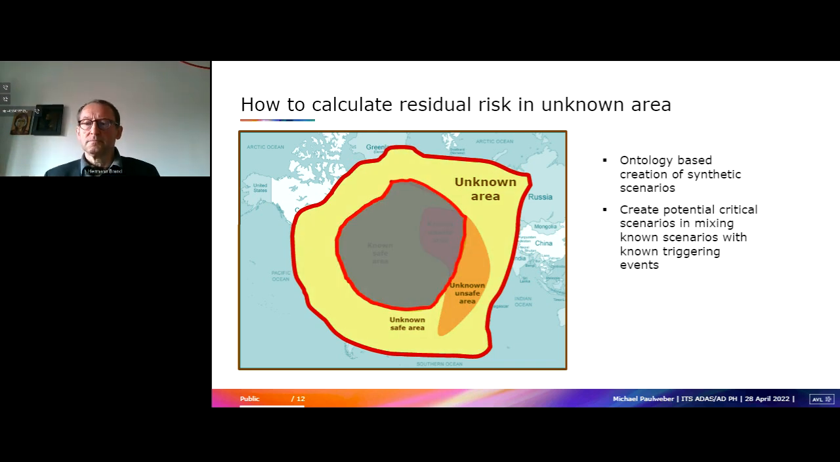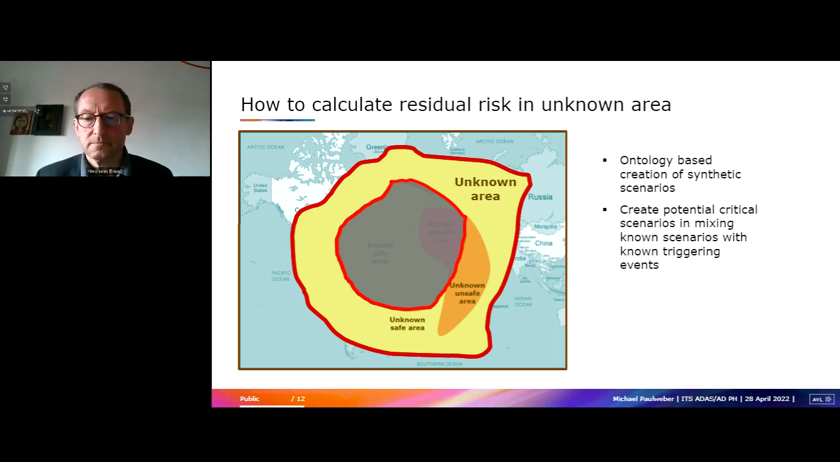So what are the methods out there? We have found two different approaches. The one is you try to describe from your ODD definition and from the automation functions you're implementing, you are creating an ontology. And from the ontology, you create synthetic scenarios, and then you use again the same method I described before to figure out which of these synthetically generated scenarios lead to unsafe situations, which lead to safe situations.